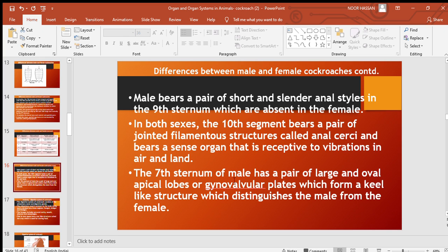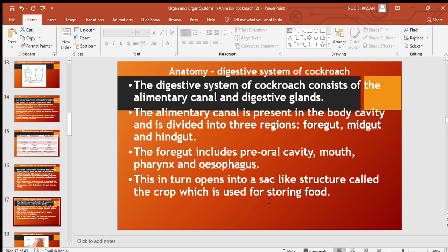The seventh sternum of male has a pair of large and oval apical lobes or gynovalvular plates, which form a keel-like structure which distinguishes the male from the female. This is also another difference between male and female cockroaches. The seventh sternum of male has a pair of large and oval apical lobes called gynovalvular plates which form a keel-like structure that distinguishes male from female.